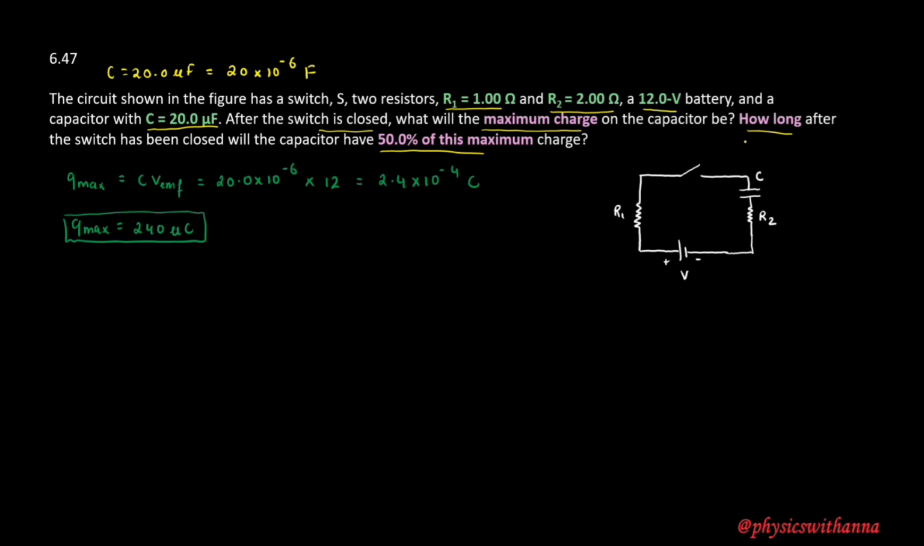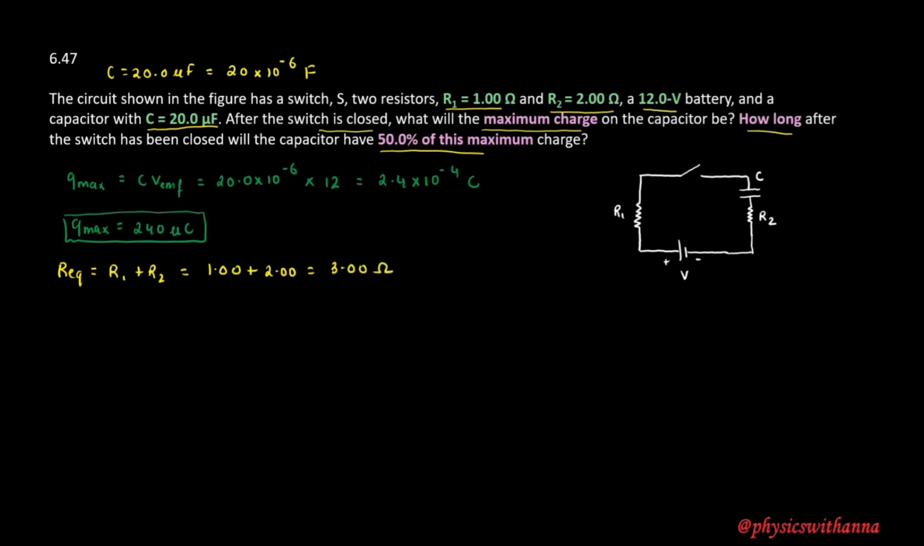Next in the question, we need to find how long after the switch has been closed will the capacitor have 50% of this maximum charge. So for this, we are going to apply the rule for charge at any given instant in time for a capacitor. But before we do that, let us first find the equivalent resistance of R1 and R2. R1 and R2 are connected in series with each other. So I get their equivalent resistance as R1 plus R2. That will give me 1 plus 2, which is equal to 3 ohm.